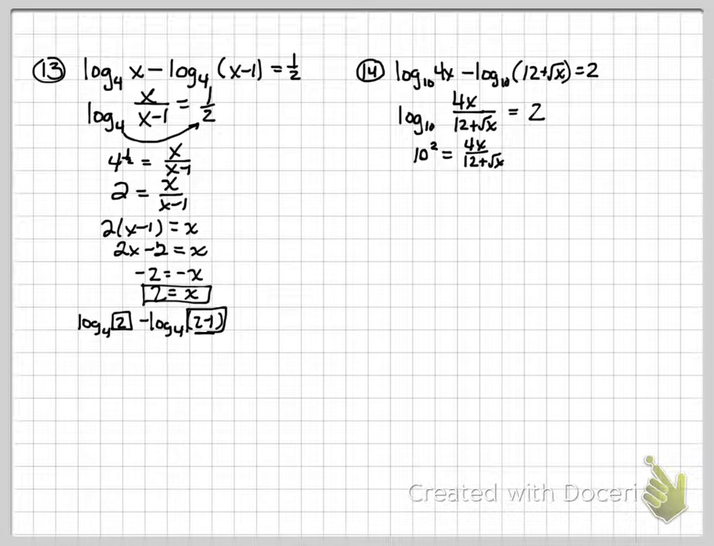Cross multiply. Well, first of all, 10 squared is 100, equals 4x over 12 plus the square root of x. Cross multiply, and I get 1200 plus 100 square root of x equals 4x. What I'm going to do is set this equal to 0. So I'm going to move everything to one side, and I'm going to leave the 4x positive, so I'm moving everything over to the right side.